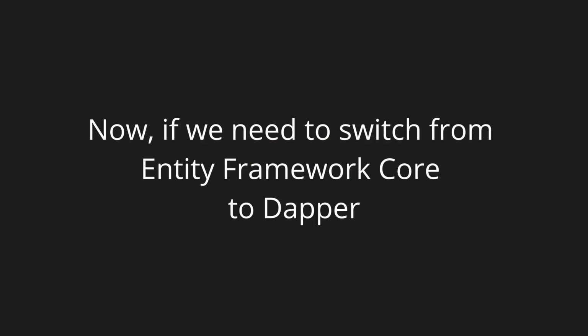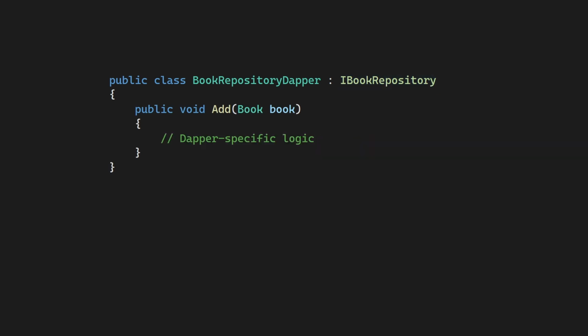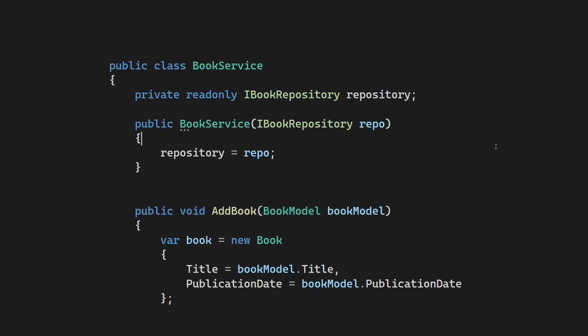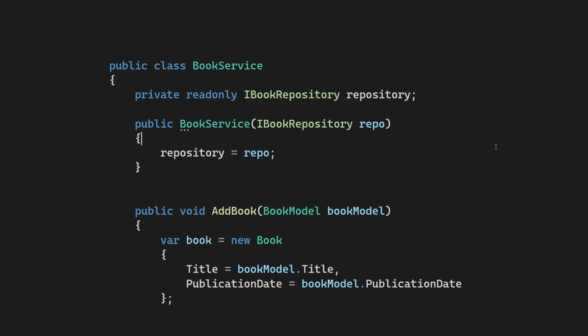Now, if we need to switch from Entity Framework Core to Dapper, then you can just create a new class called BookRepositoryDapper and let the class implement the IBookRepository interface and have the Add method contain our Dapper-specific logic. Now, since the BookService class depends only on the IBookRepository abstraction, it does not need to be modified. The only change we need to make is in the Main method, where instead of BookRepository, we need to say BookRepositoryDapper. And when the BookService class is instantiated, an object of BookRepositoryDapper will be supplied as constructor argument.